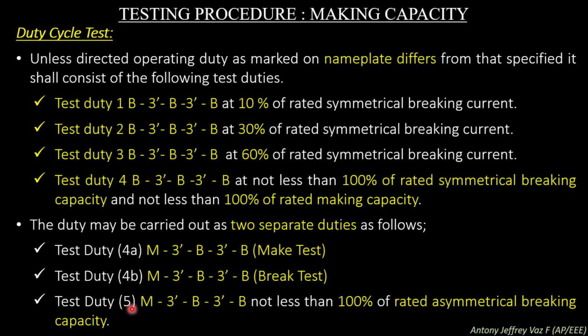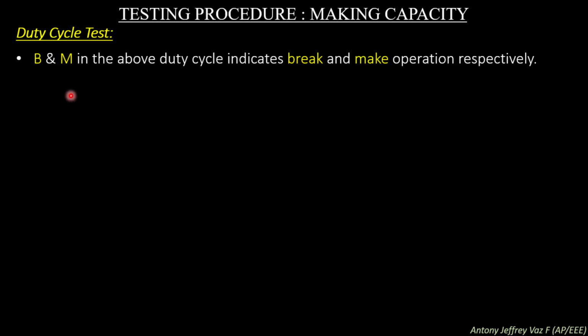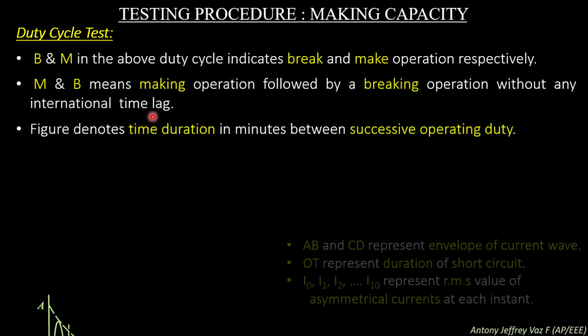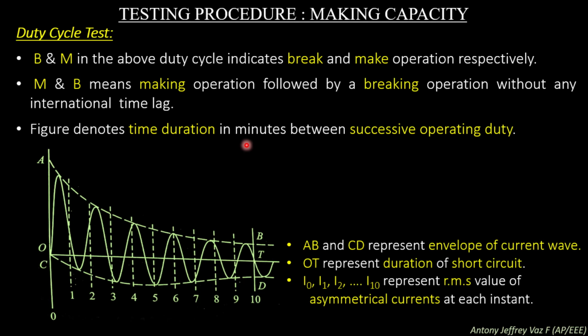Test duty: making operation, 3 minutes, breaking operation, 3 minutes and breaking operation, which is done at not less than 100% of the rated asymmetrical breaking capacity of the circuit breaker under test. B and M in the above duty cycles indicate break and make operations respectively. Similarly, M and B is a making operation followed by a breaking operation without intentional time lag. So the 3 represents the time in minutes between the making and breaking operations. The figure denotes the time duration in minutes between successive operating duties.